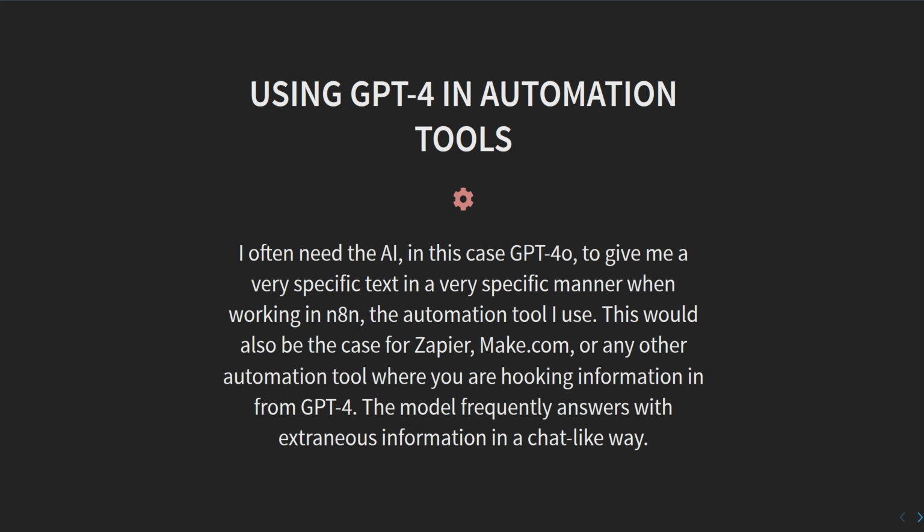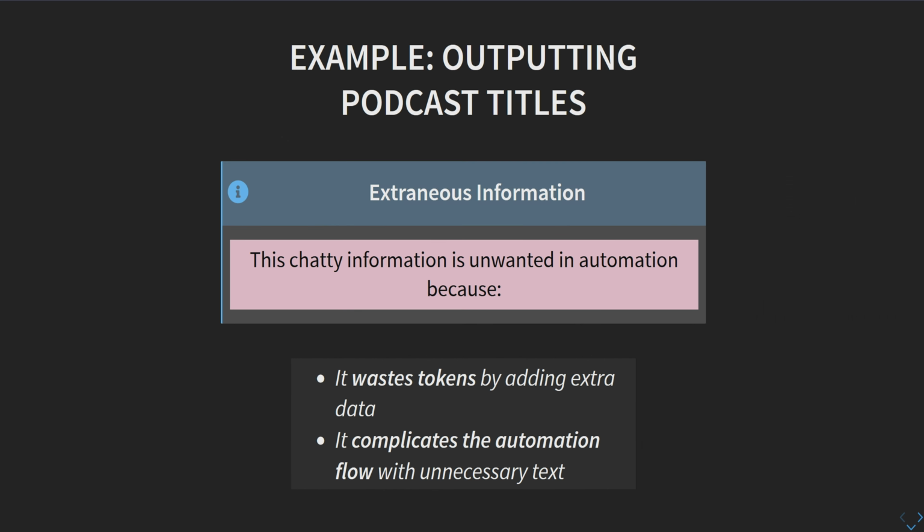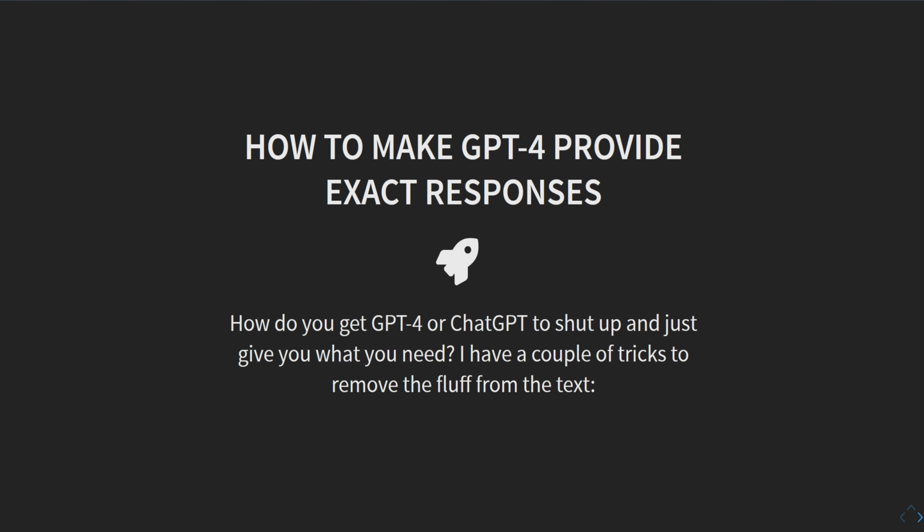But this means that it would frequently give me an output with a lot of extraneous information in a chat-like way, which would waste tokens and add extra data. It complicates the automation because I would need to then add in a separate step that would then remove all the chat that it had just put in. So how do you get GPT-4 to provide you with exactly what you need so that you don't have to spend your time removing a bunch of text later on?